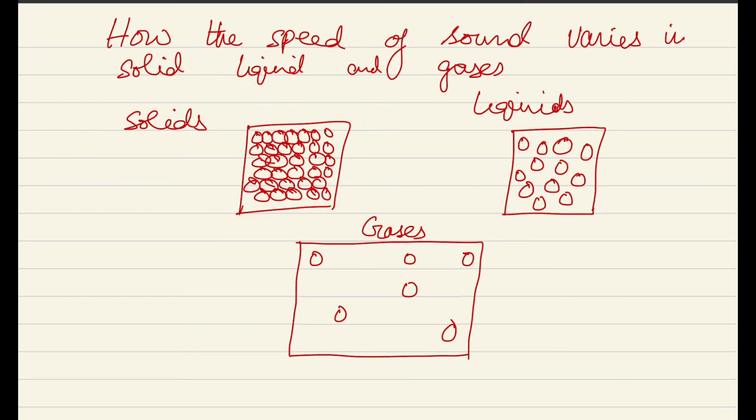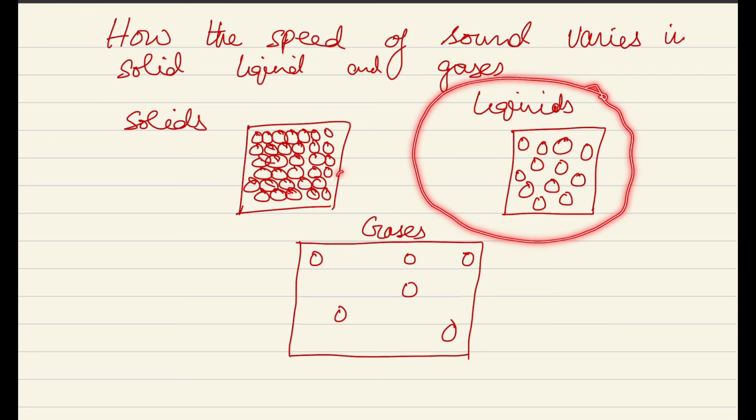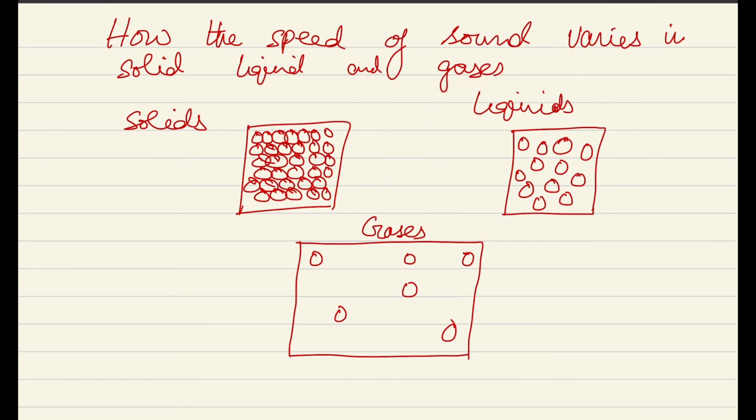Similarly, if you put a source of vibration on the liquid, the particles will vibrate, but they will take some time to transfer that vibration from one particle to another. So the speed of sound in liquid will be lesser than in solids. But let's talk about the gases or air.